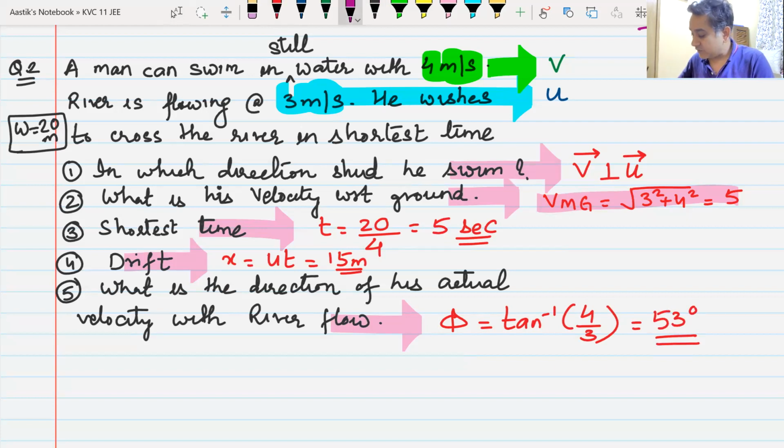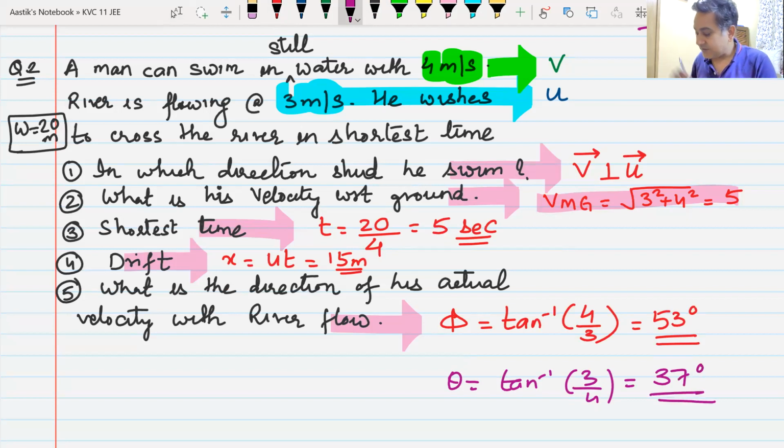I'm not asking the value of theta. Theta is tan inverse 3 by 4, and that is 37 degrees. Normally, whenever the angle is asked, it is always with the direction of river flow. So please remember it. I hope you can remember it, yes or no?